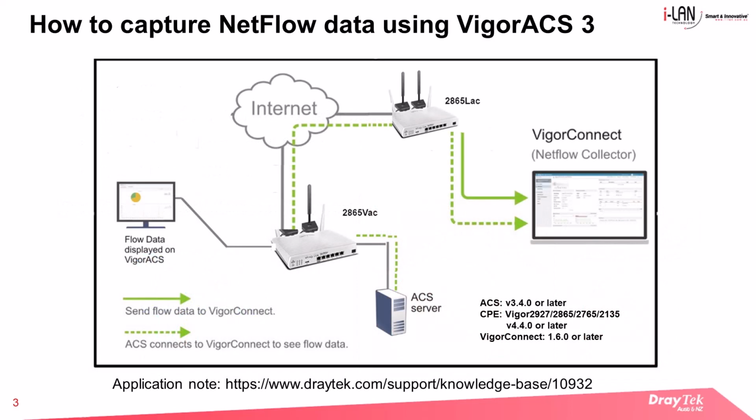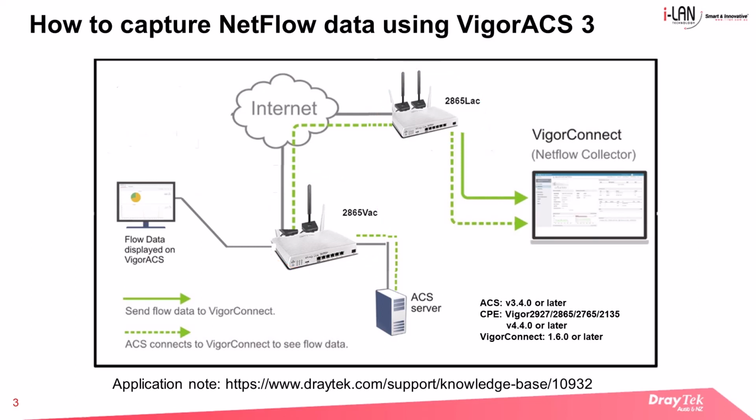Here is the layout of my demo equipment. You will see that the DrayTek Vigor 2865 LAC is connected to the VigorACS through the internet using the normal TR069 settings, and I have shown the router 2865 VAC in front of the VigorACS just because we have to open some ports on the router.